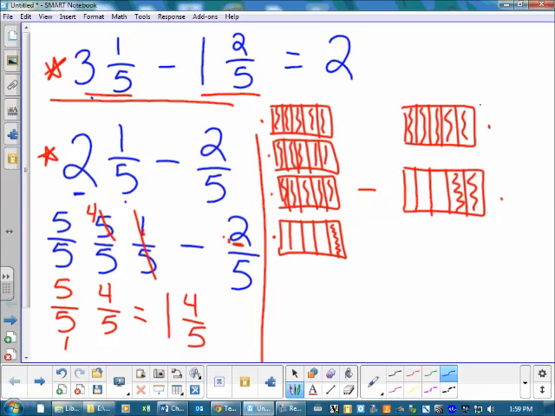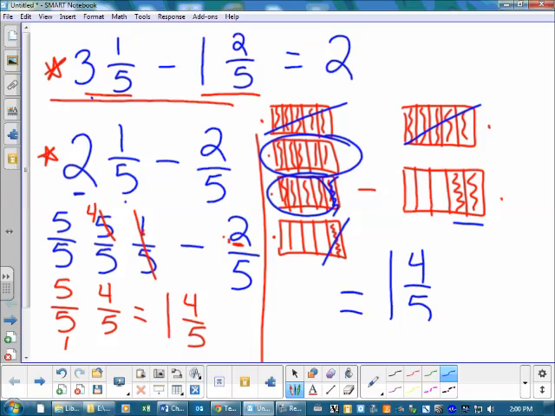So let's do it. We want to take away 1 whole. There's 1 whole. We want to take away 2/5. So let's take away 1 there and that one right there. That leaves us with 1 whole, and in here we have 4/5 still. So that still equals 1 whole and 4 out of 5 left over. Does that make a little bit of sense?